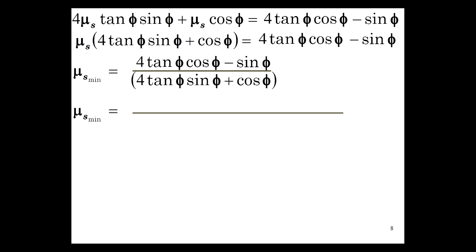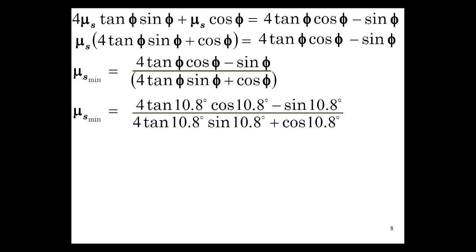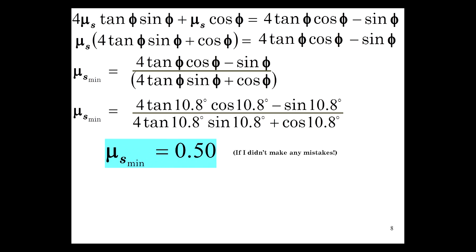So we can plug in the particular angle. It's 10.8 degrees. So every time phi shows up, we'll plug that in. And hopefully we can put that into the calculator correctly and come out with the correct result. When I do that, I get mu s minimum is equal to 0.5. But I have done that actually several times, and I think this is the correct expression. But I would be very happy for you to verify it and make sure that that's actually true.